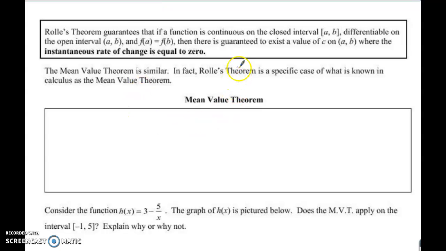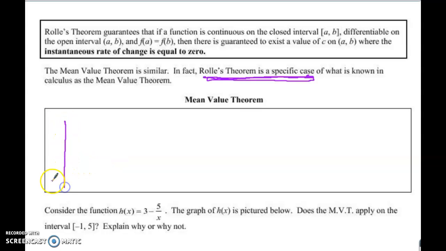So again, Rolle's theorem is a specific version of the mean value theorem. That's why I mentioned in the first video that the mean value theorem is more important. It's more dynamic. It's more like Rolle's theorem is the appetizer, and the mean value theorem is the actual meal.